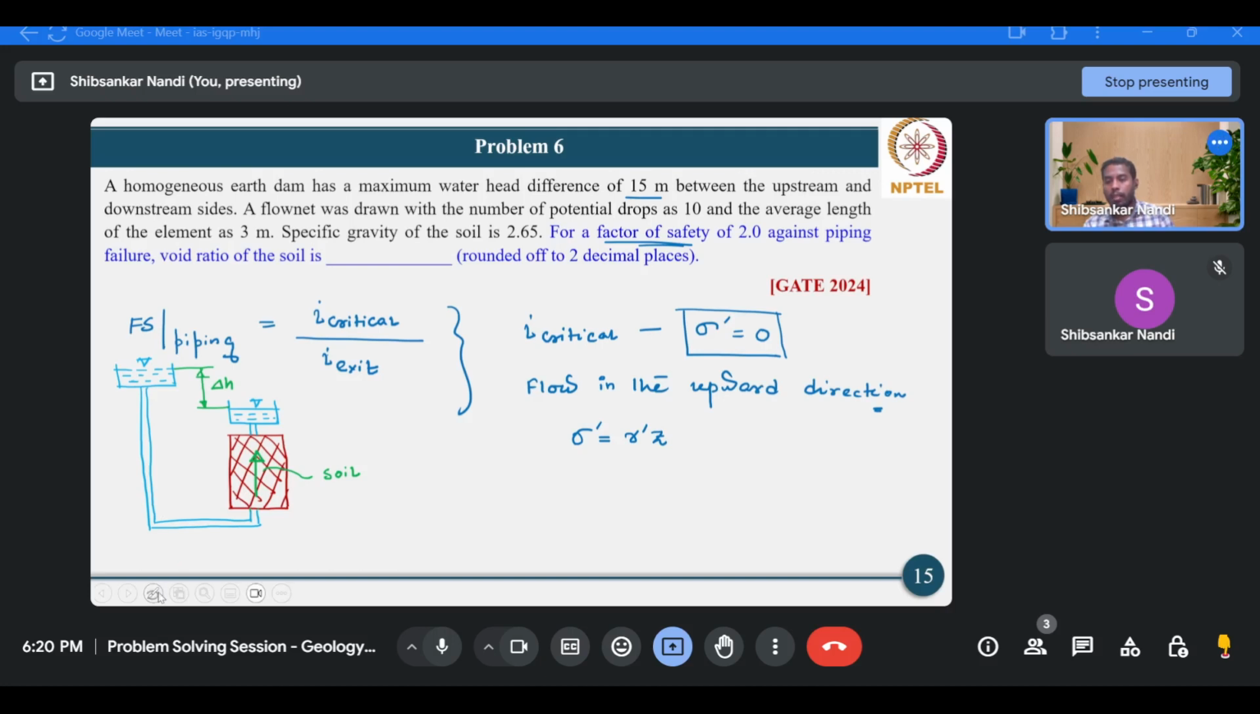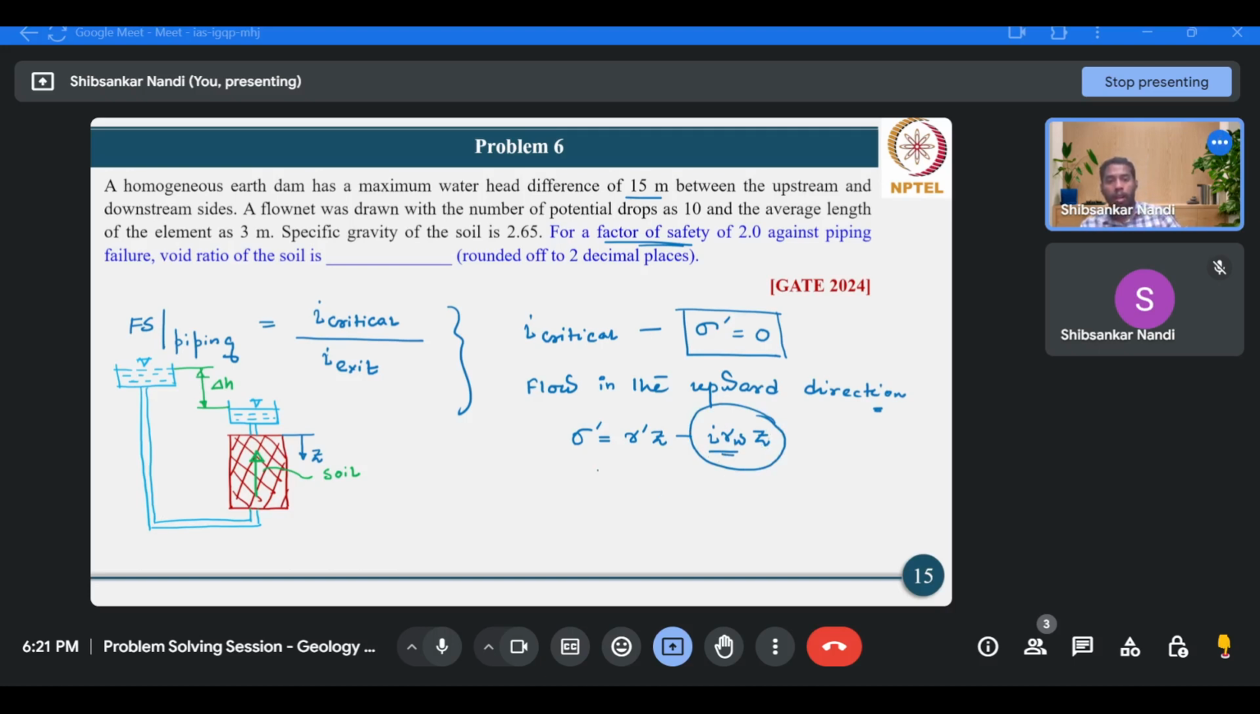Now as a result, what will happen? If we measure the effective stress at an elevation Z, where Z is measured from the top of the soil sample, it will be gamma prime Z minus i gamma w into Z. So effective stress will reduce by this amount. This i gamma w is the seepage force per unit volume multiplied by the depth.